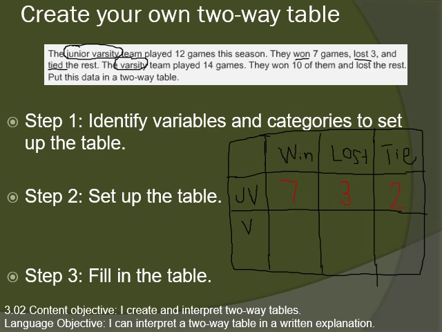Let's see, the varsity team played 14 games. They won 10 of them and lost the rest. So lost the rest, that'd be 4 since they had 14 total, and that means they had no ties. All right, so there would be an example of creating my own two-way table. Again, JV and varsity, and then up on the top I put win, lost, and tie. You could have flipped that and put the win, lose, or tie on the horizontal. It wouldn't have mattered. It would just be flipped around.